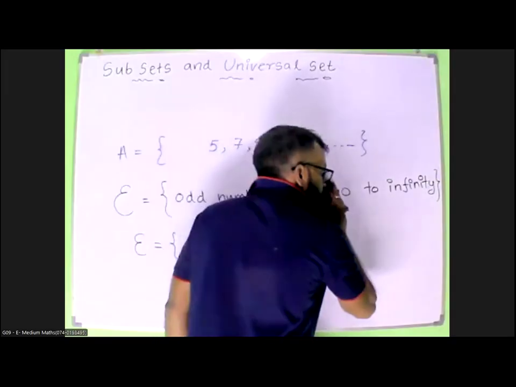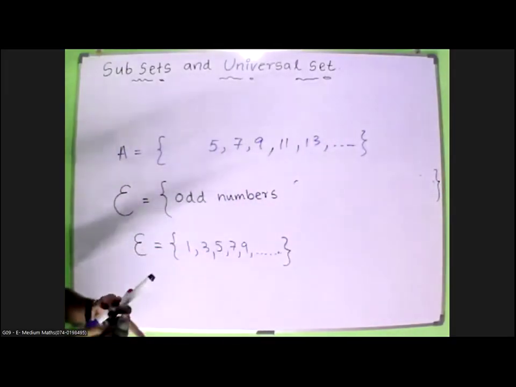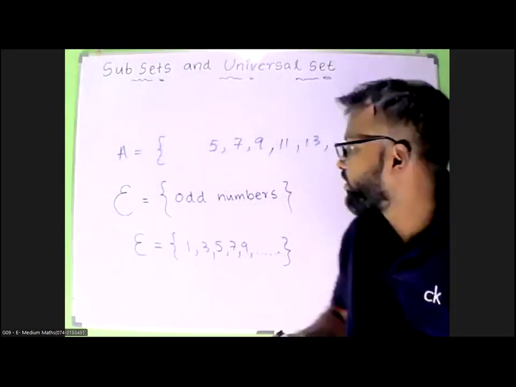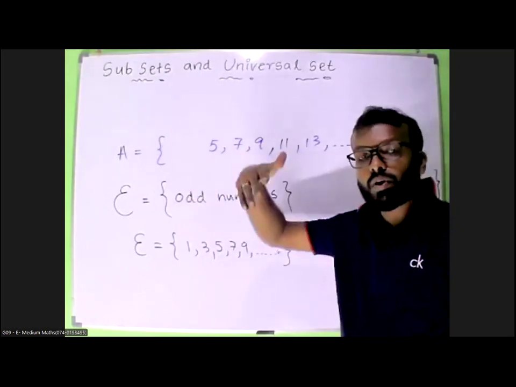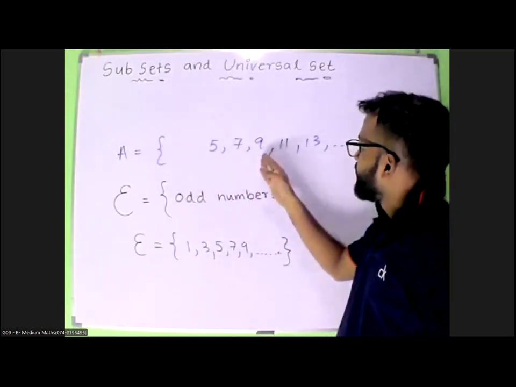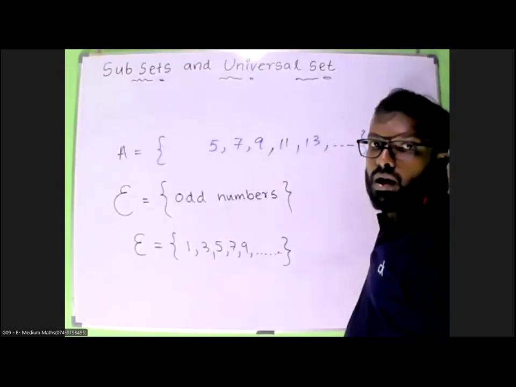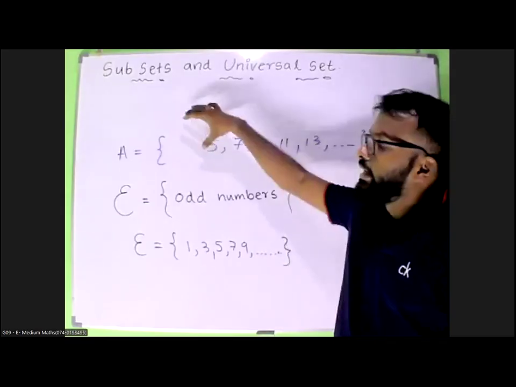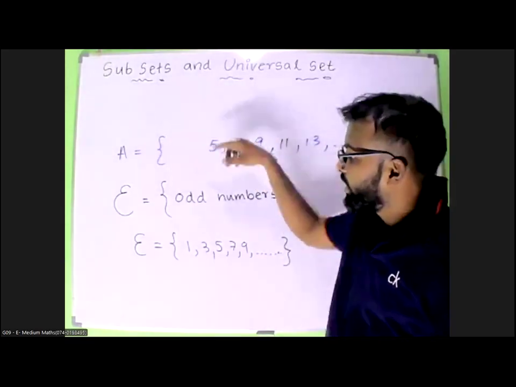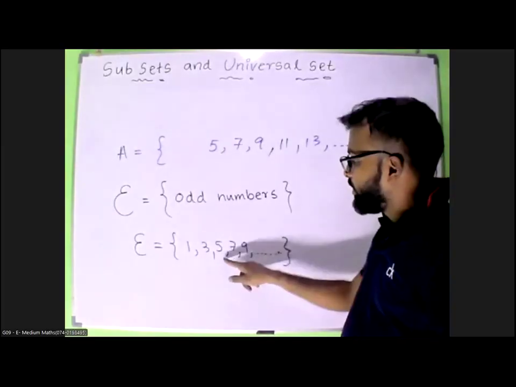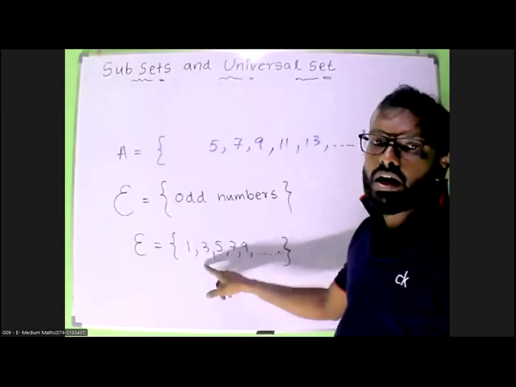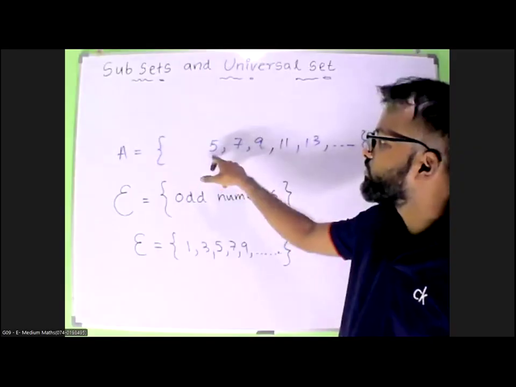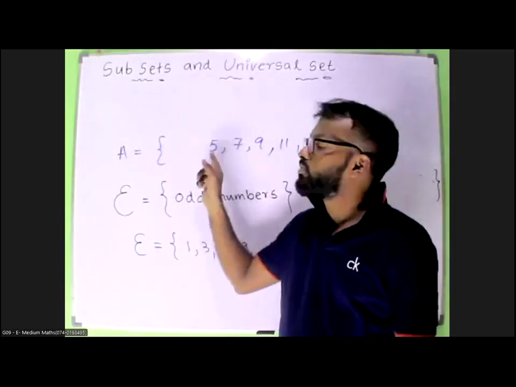What now? Can you count? No. There are infinite numbers of odd numbers: 5, 7, 9, 11, 13, and so on. What now? 1, 3, 5, 7, 9, and so on. But for subject A, we have taken from here to infinity. But there should be 1 and 3 also. In the subject, there is no 1; it begins from 5, then 7, 9. It begins from 5.